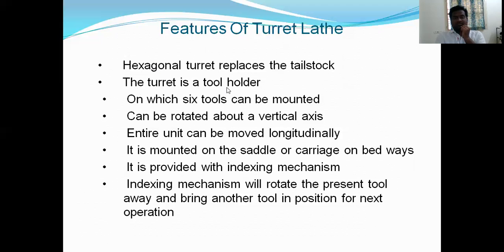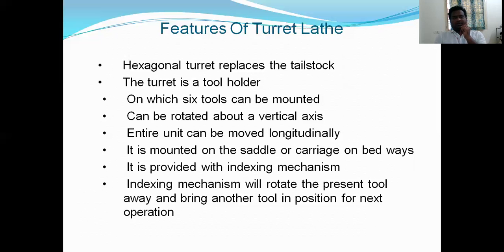Here the turret is a tool holder. What does turret mean? It is a tool holder. In that tool holder, we are fixing a number of tools. In the diagram, we observed a hexagonal turret. Hexagonal turret means we have fixed six tools. So that is called a hexagonal turret, on which six tools can be mounted.